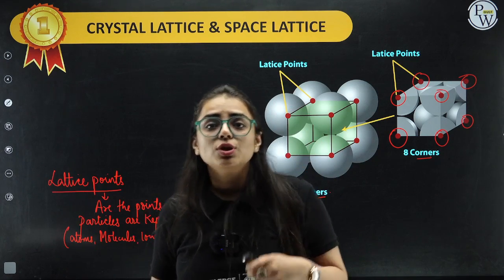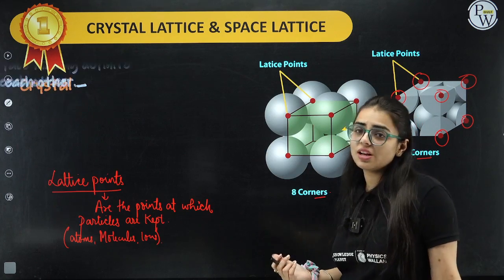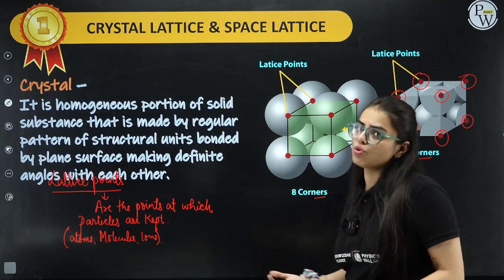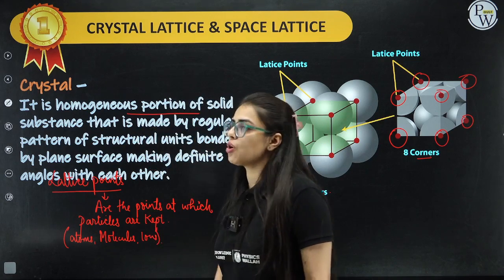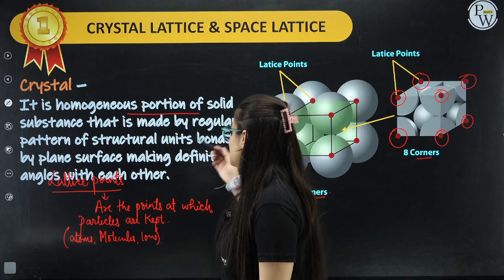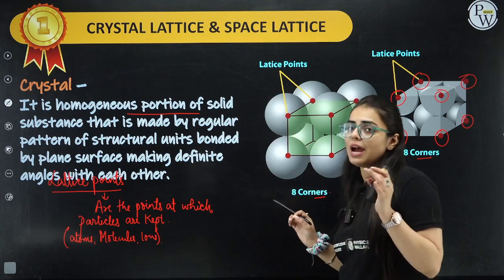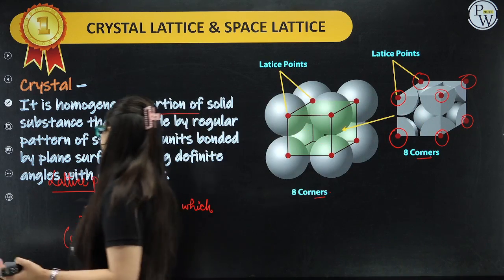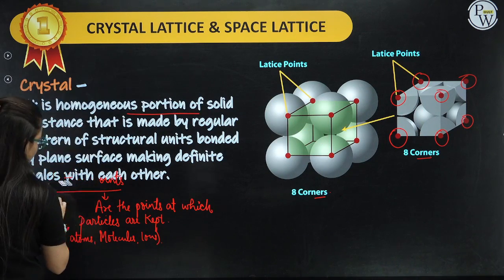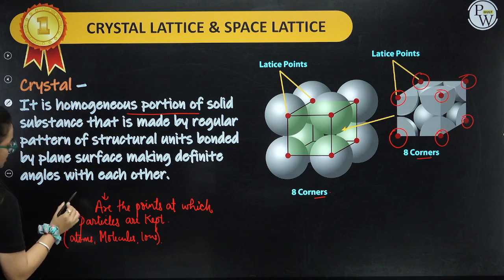So first of all, what do you refer to as a crystal? This question generally is asked. What is a crystal, guys? You should know about it. So yes, a crystal is a homogeneous portion of solid substance, students, that is made up of a regular pattern of structural units bonded by plane surfaces, making definite angles with each other. Let me write this lattice point definition over here. Yes, everybody, till then you can write it down.